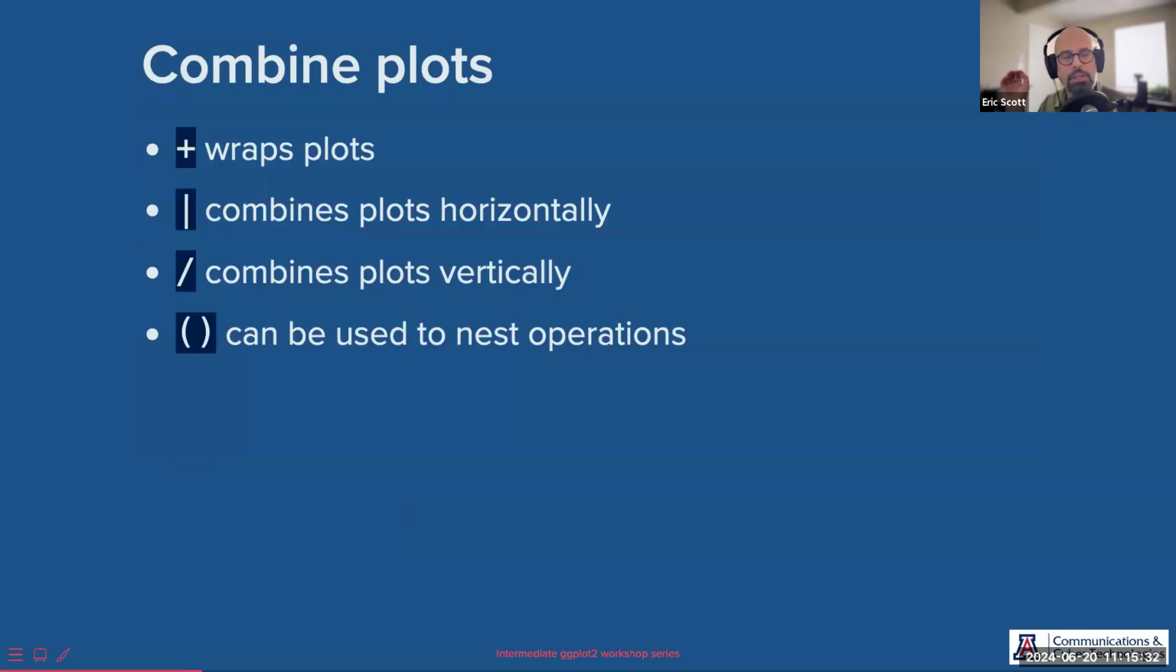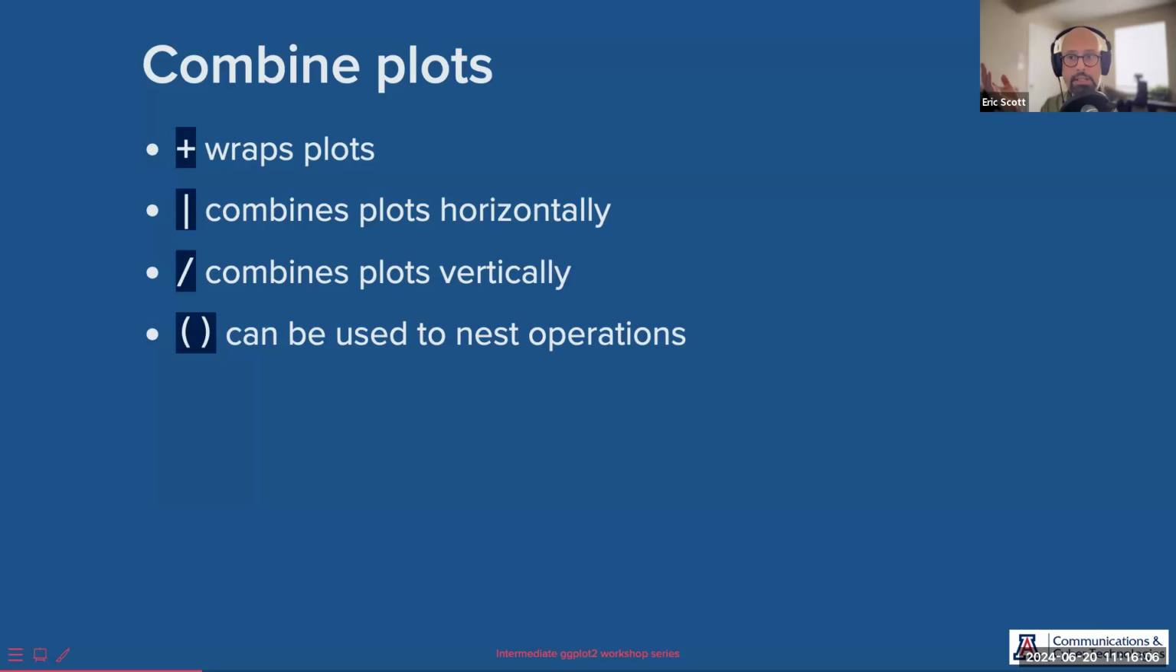So patchwork lets you combine plots in this really simple way just by using these math operators. A plus symbol combines two plots in a way that just wraps them, and you could set a number of rows and columns and things like that. The vertical pipe, which is the key in between the enter and backspace, at least on my keyboard, combines plots horizontally. And we've got a slash for combining plots vertically, think like division, right?